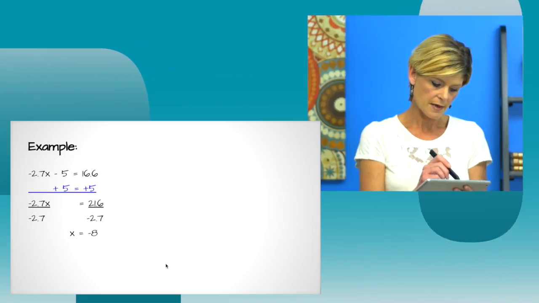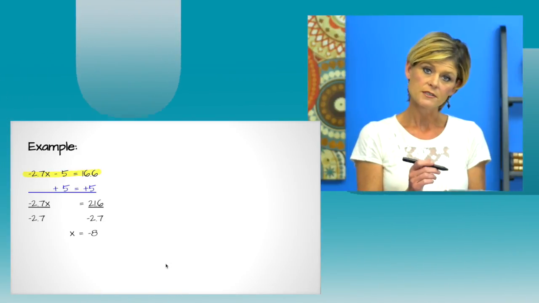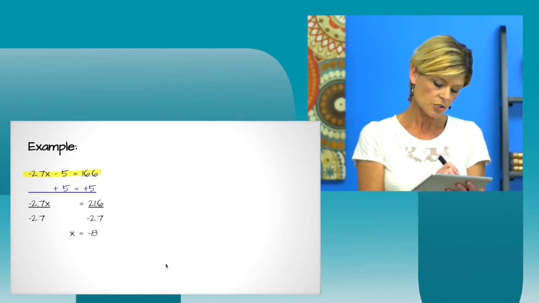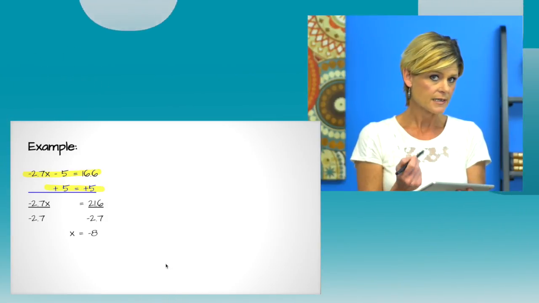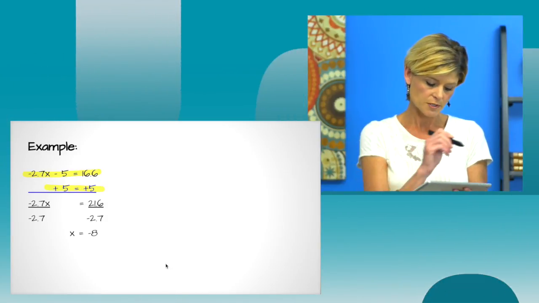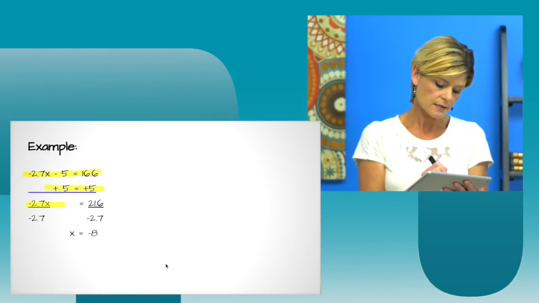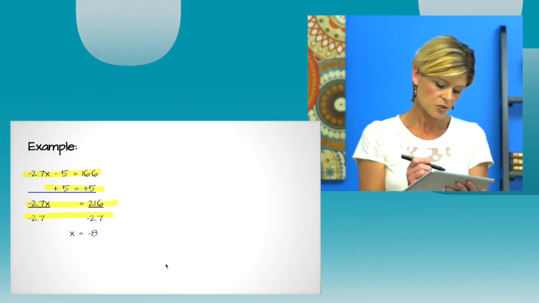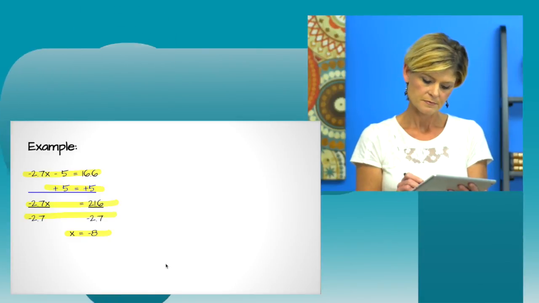And here's an example of that. We have negative 2.7x minus 5 equals 16.6. We're going to do the inverse operation, which is to add 5 to both sides. And notice that we are adding before we're dividing. Okay, so now we have negative 2.7x equals 21.6. We're going to divide both sides by negative 2.7, and we come up with x equals negative 8.